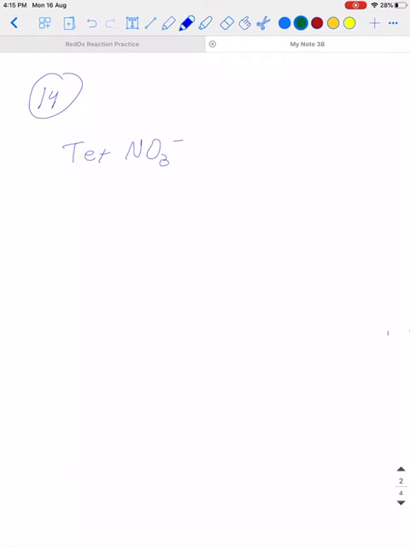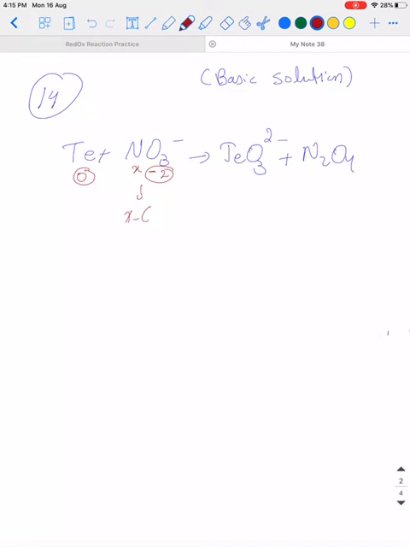We have Te plus NO3 minus to give TeO3 2 minus plus N2O4. We want to balance in basic solution. Okay, as usual, we will start assigning oxidation numbers based on the rules that we spoke about earlier. This is elemental form, so the oxidation number is 0. This is -2, which makes nitrogen X. Solve for X: X minus 6 equals -1, so X equals 5. So the oxidation number of nitrogen is 5.